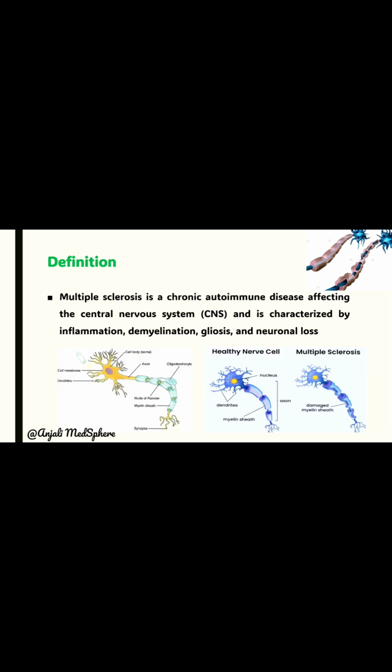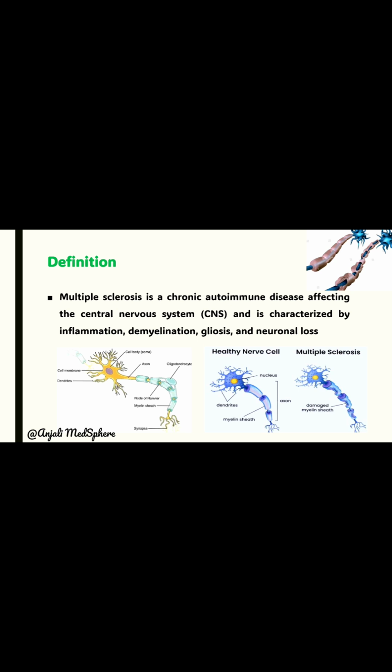To define multiple sclerosis, it is a chronic disease. It is an autoimmune disease affecting the central nervous system. What happens in the central nervous system is that inflammation takes place, and that leads to demyelination, disruption of the myelin sheath, then to gliosis, scarring or plaque formation, and finally the loss of neurons, the loss of nerve cells. So to define it, multiple sclerosis is a chronic autoimmune disease affecting the central nervous system, characterized by inflammation, demyelination, gliosis, and neuronal loss.